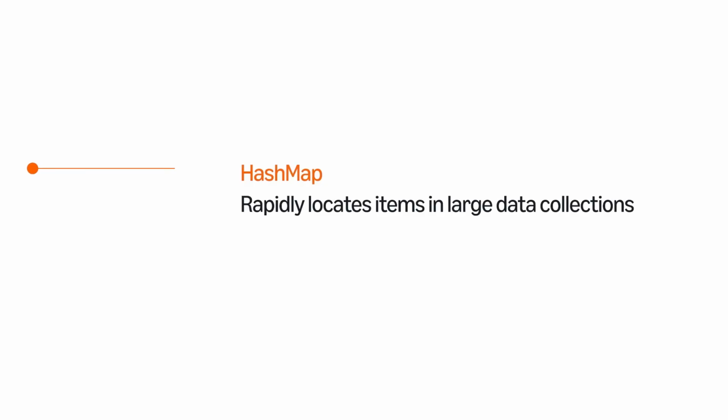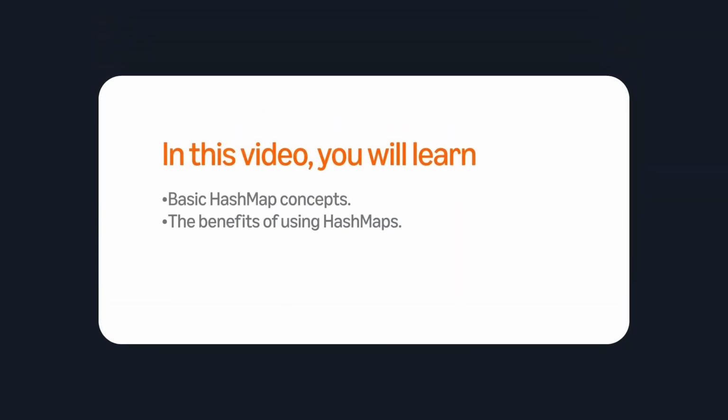However, because the application contains thousands of songs, searching for the right song will take a long time, which could frustrate your end users. A better solution is a hash map, which rapidly locates items in large data collections and is much faster than searching an array. In this video, you will learn the basic concepts of the hash map type and the benefits of using it when you need to find information as quickly as possible.